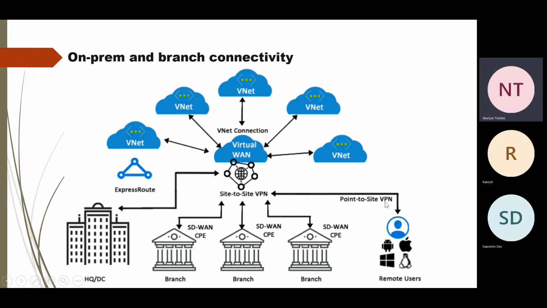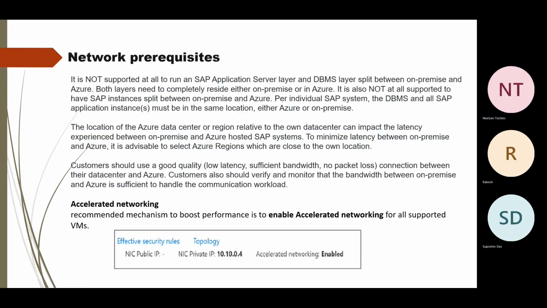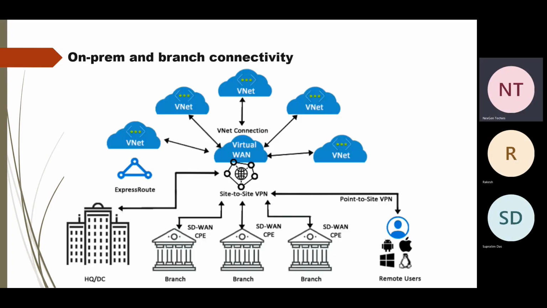You can also use point-to-site VPNs for remote users, like site engineers working from the site. If they want to access the servers, they can connect using the VPN clients. They will come to the virtual WAN, and from there they can get access to the servers. Any questions here till now? No, sir.